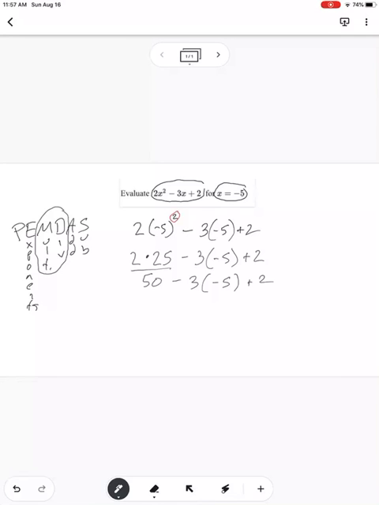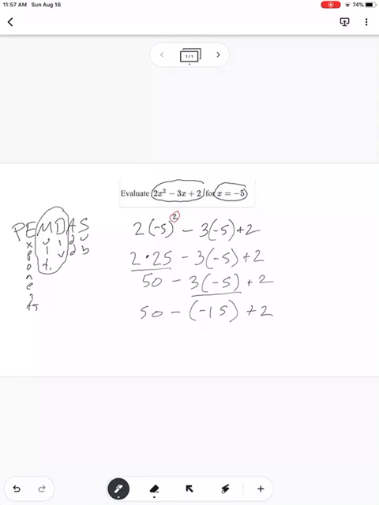Now we go from left to right. Do we see any more multiplication? Yes, we do. That has to come next. It's a minus 3 times -5, so we're going to go 50 minus 3 times -5 is a -15. So this is going to look like that.